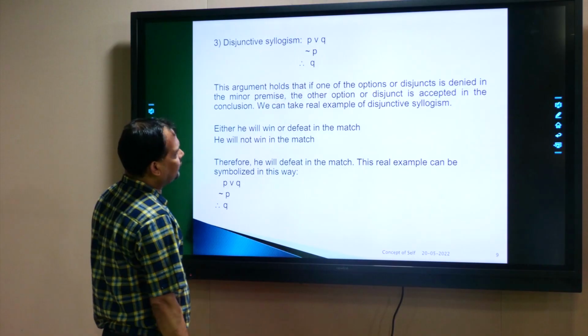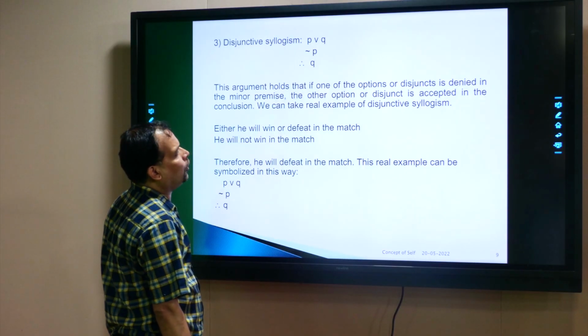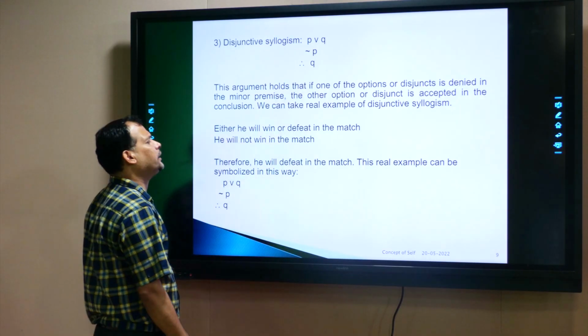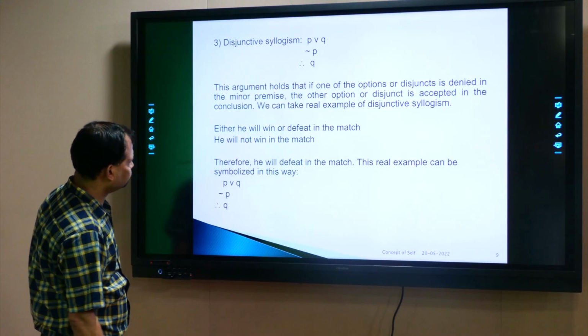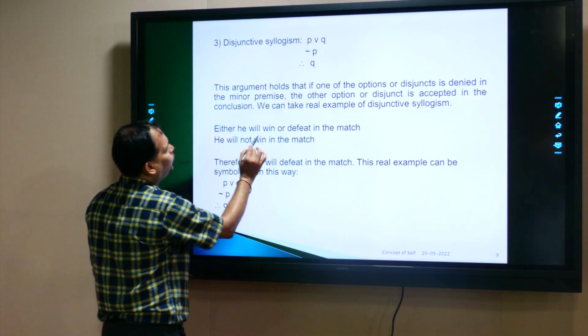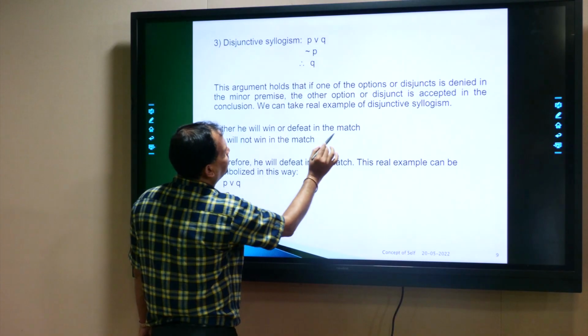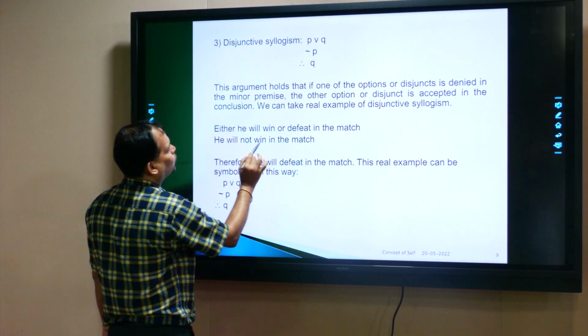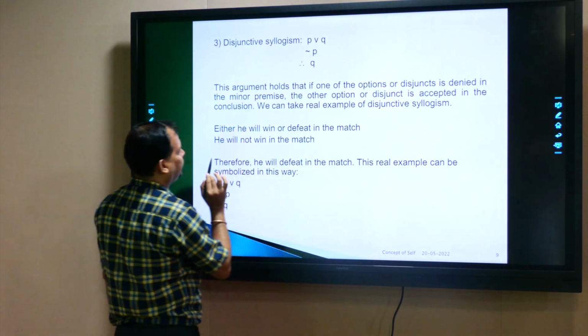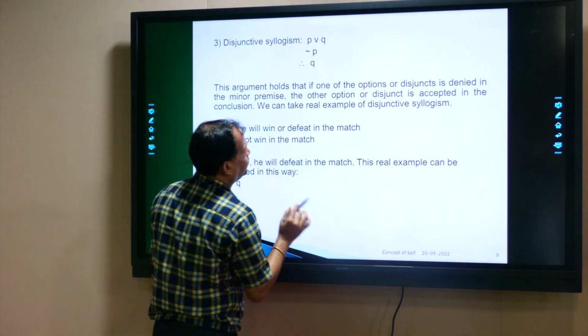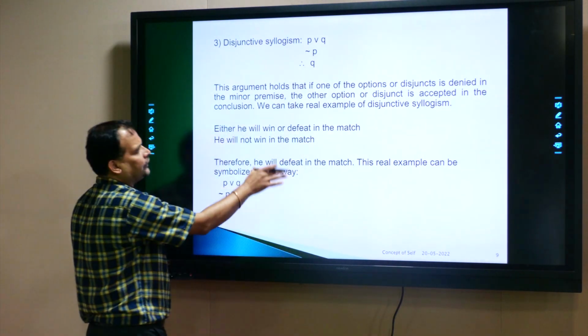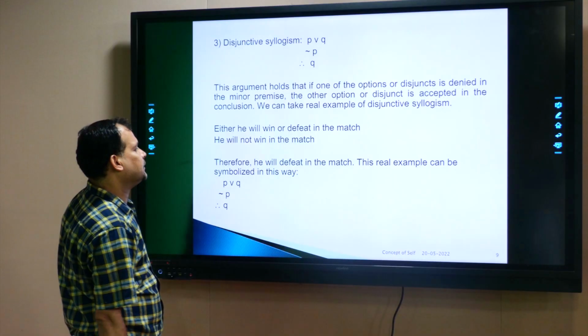So we can take a real example of disjunctive syllogism. Dear learners, you see on the blackboard: either he will win or lose the match. He will not win the match. Therefore, he will lose the match. So this is a real example of disjunctive syllogism.